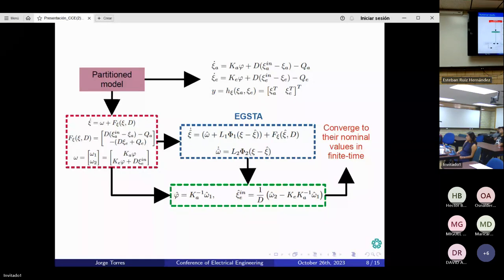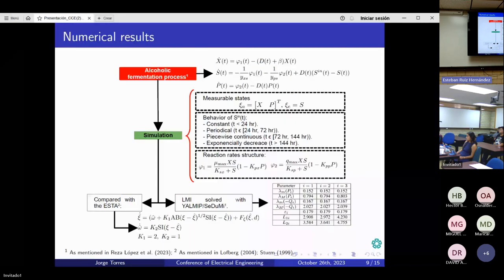A numerical simulation, in order to restrain the time, five minutes. Maybe this is familiar for some of the students here: an alcoholic fermentation process, for instance the fermentation process for producing beer. During the pandemic, my son tried to produce beer of reasonable quality. Also, this is this process.